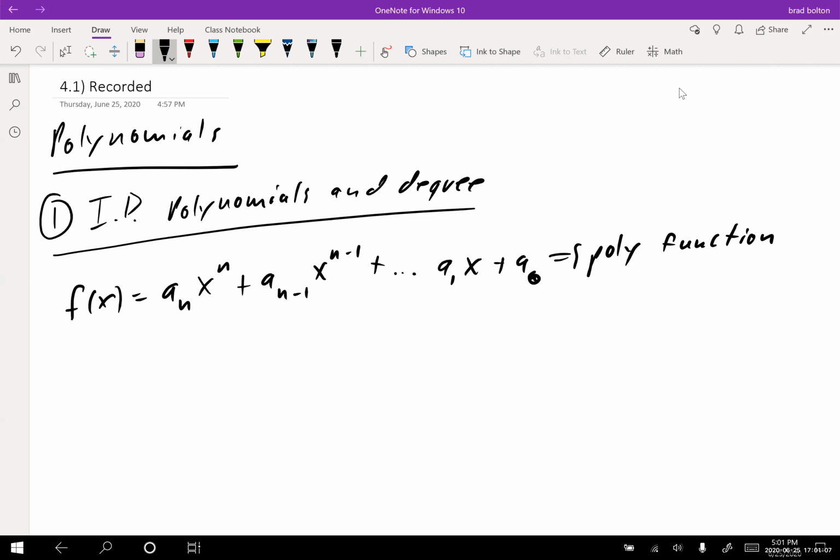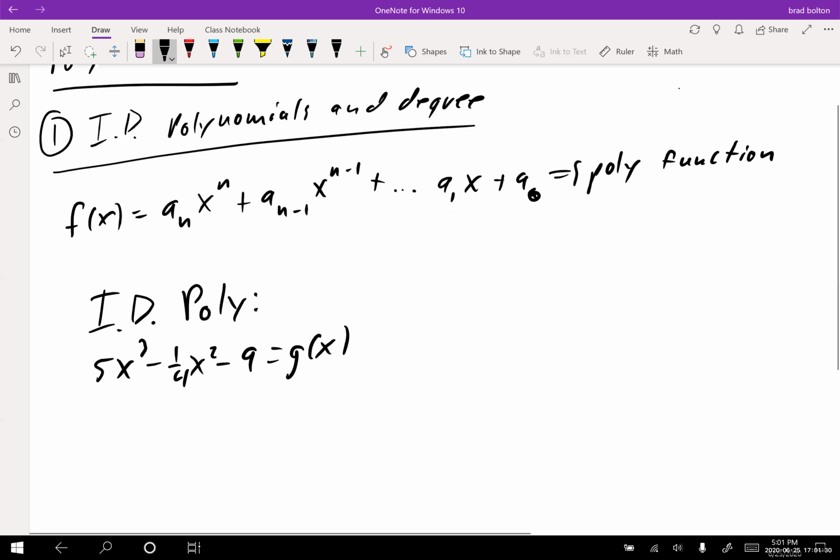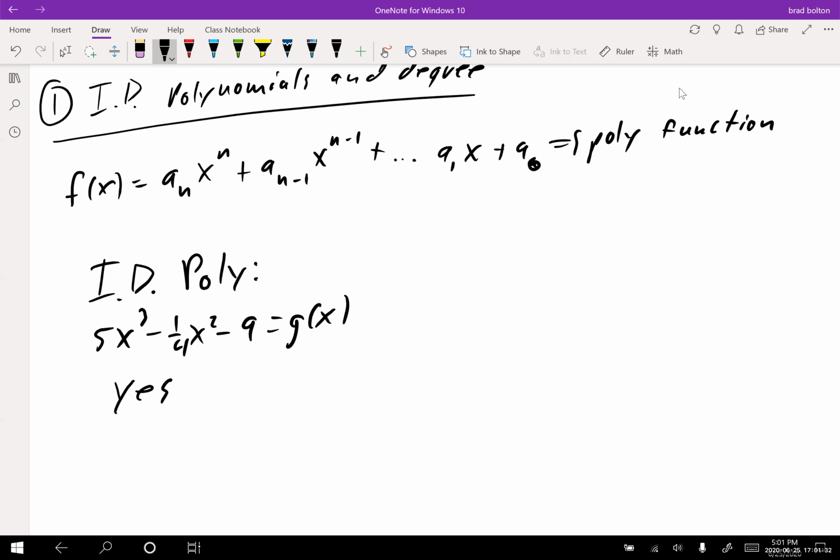And one of the things about polynomials is they're very smooth, they have nice behavior, so we really like them in mathematics, okay? So if we want to identify a polynomial, I could give you 5x cubed minus 1/4 x squared minus 9 equals g of x, and I would say, yeah, that's a polynomial, because it has nice powers. All the exponents are clean. There's nothing strange going on.